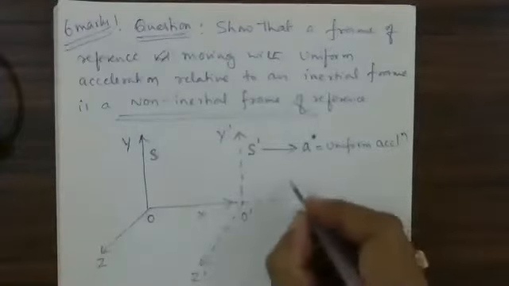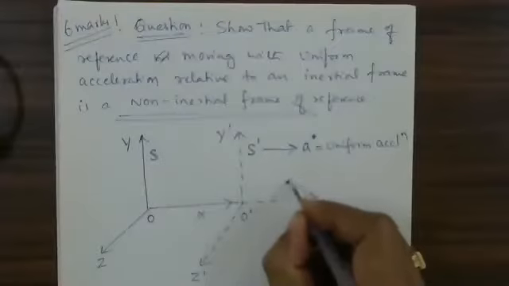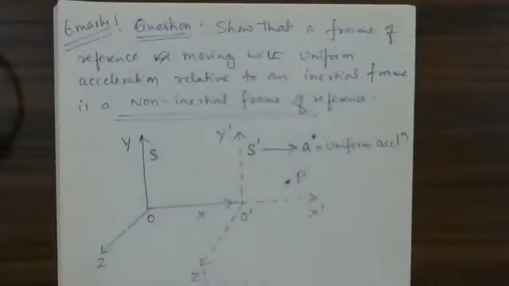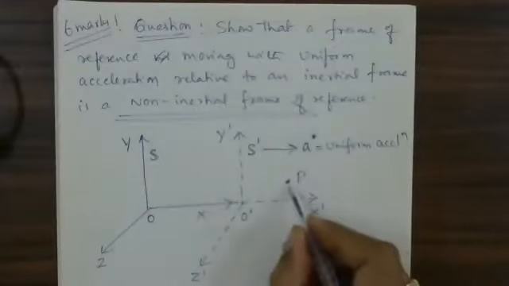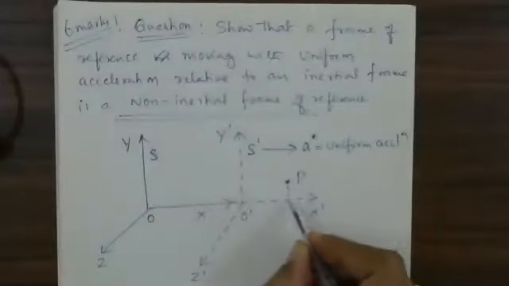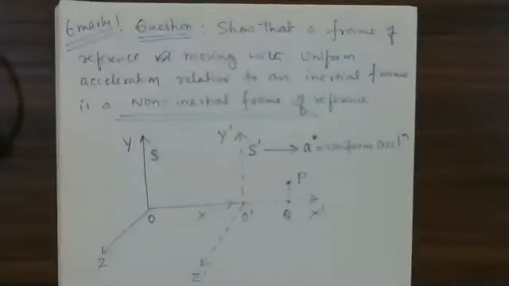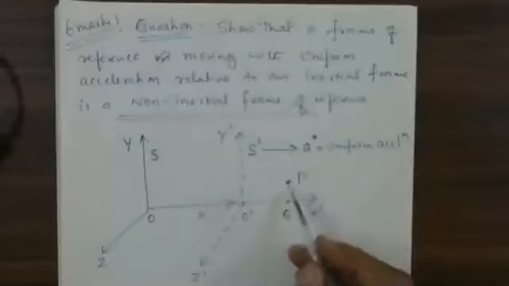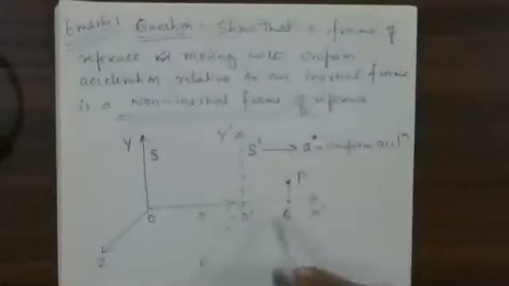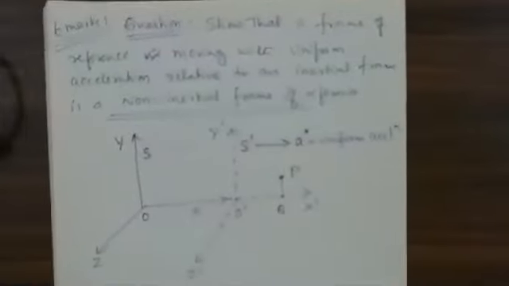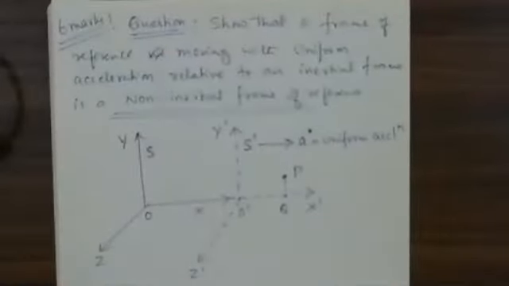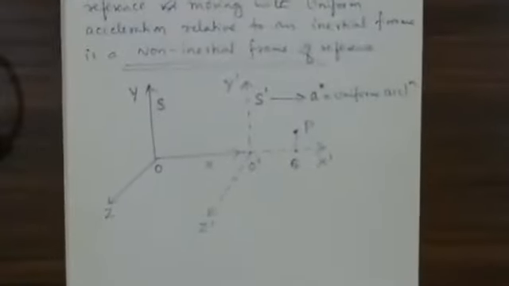Let me consider a point P here. If I draw a vertical line here, this is Q. Q is the position of the particle P along the x-axis. Whatever I have explained so far, I will write in two or three lines so that you can understand it better.